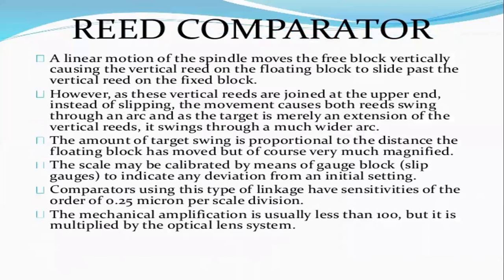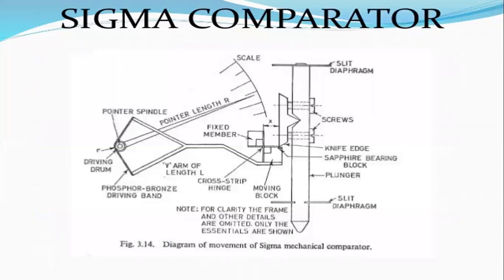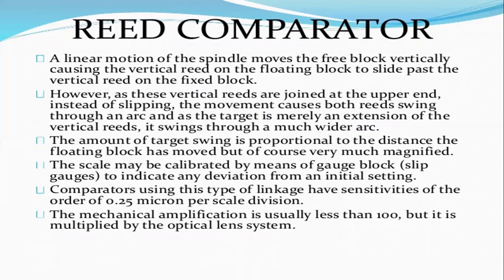So a linear motion of the spindle moves the free block vertically, which causes the vertical reed on the floating block to slide past the vertical reed on the fixed block. So this linear motion moves the free block vertically, causing the vertical reed on the floating block to slide past the vertical reed on the fixed block.